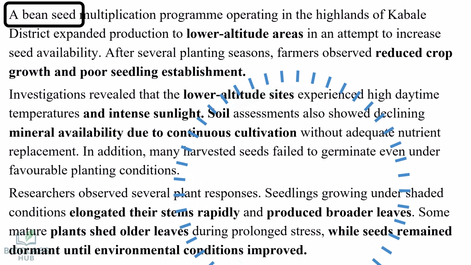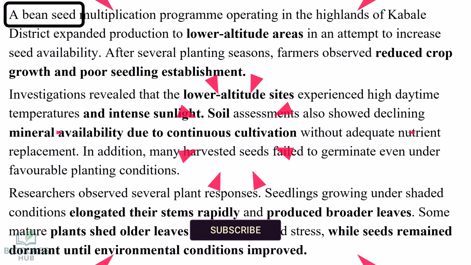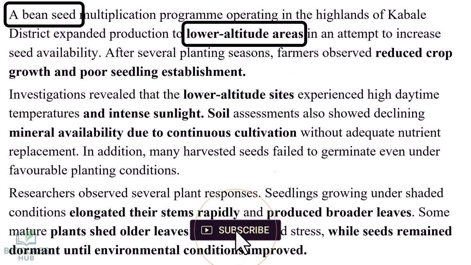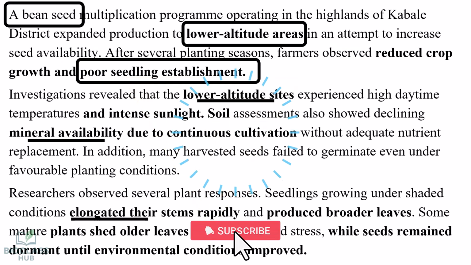A bean seed multiplication program operating in the highlands of Kabale district expanded production to lower altitude areas in an attempt to increase seed availability. After several planting seasons, farmers observed reduced crop growth and poor seedling establishment. Investigations revealed that the lower altitude sites experienced high daytime temperatures and intense sunlight. Soil assessments also showed declining mineral availability due to continuous cultivation without adequate nutrient replacement. In addition, many harvested seeds failed to germinate even under favorable planting conditions.